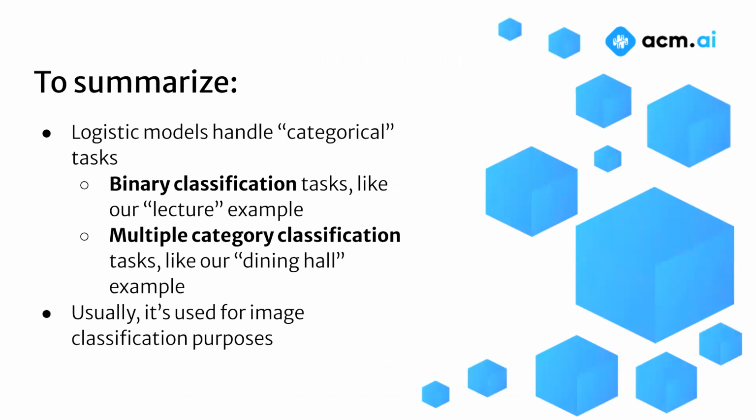Okay, so to summarize, logistic models handle categorical tasks like binary classification, which is like our lecture example, do I go, do I not, or multiple category classification, like the dining hall example. Usually we use this for image classification purposes. So if you were to look at an image, you're basically asking the computer, is this a bird or a lion, essentially, that kind of classification.